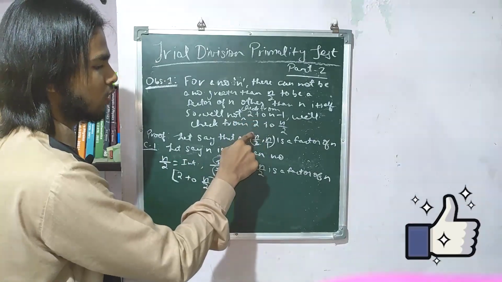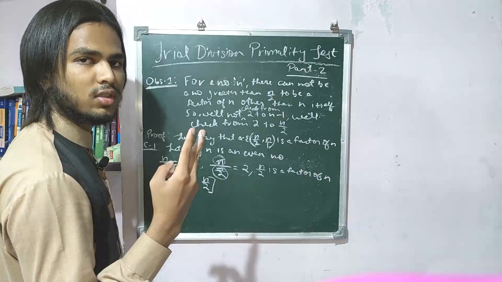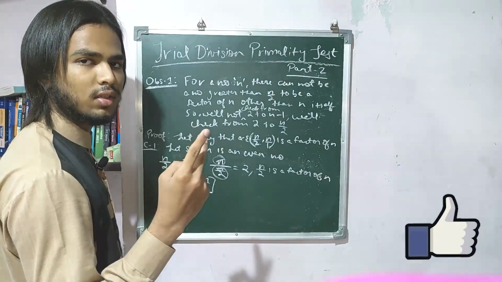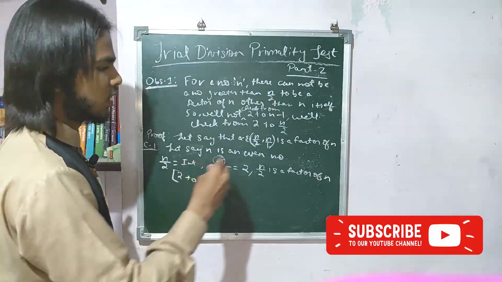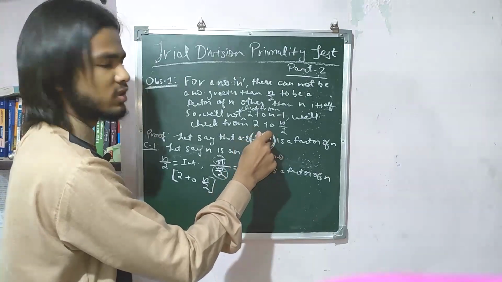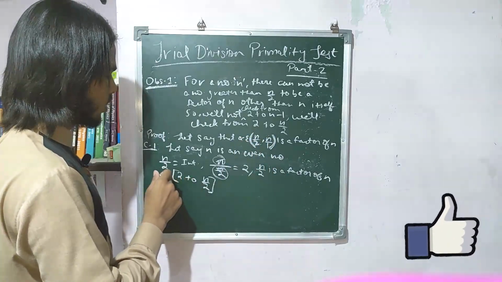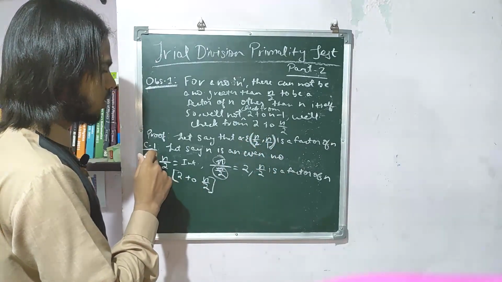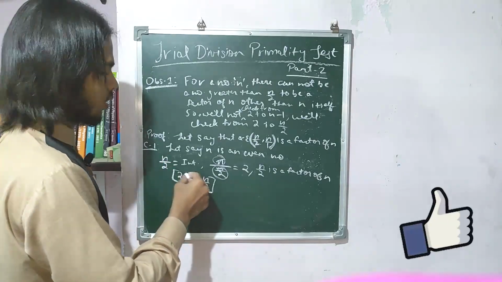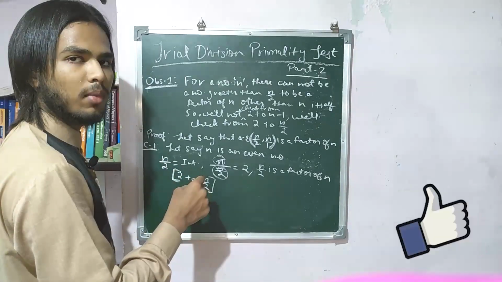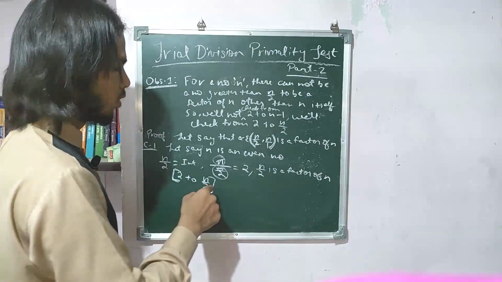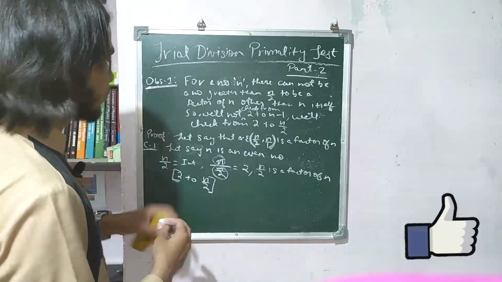Here I have said excluding. There are two cases: for an even number and an odd number, the result is different. That's why I have shown you first the result of excluding, then when an even number is there, we check from 2 to n by 2, both including, because n by 2 is also a factor of n.